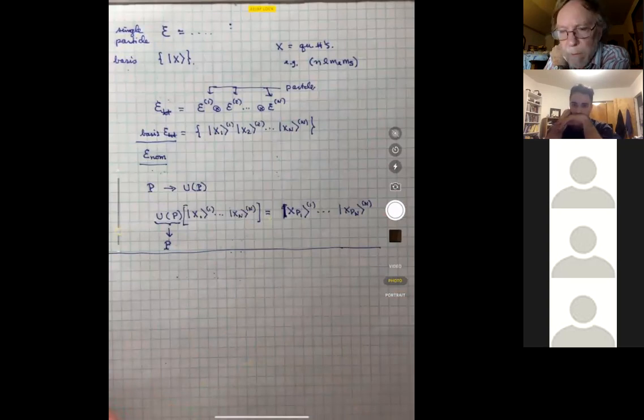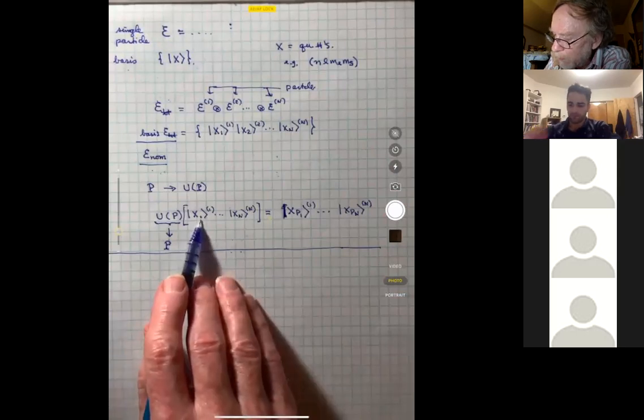Yeah, sorry. I feel like this might have been asked before, but can you explain again what the one inside the ket and the superscript one, how are they different?